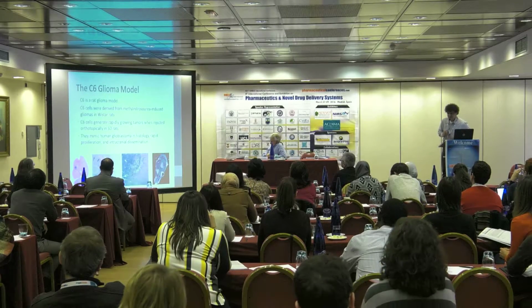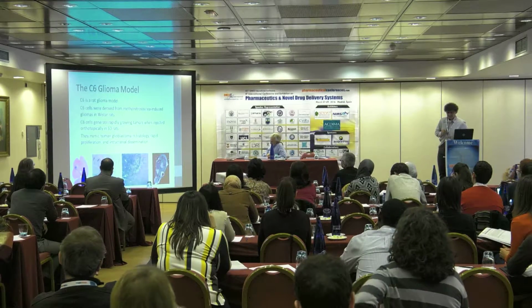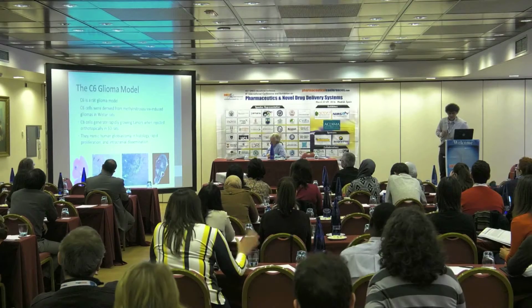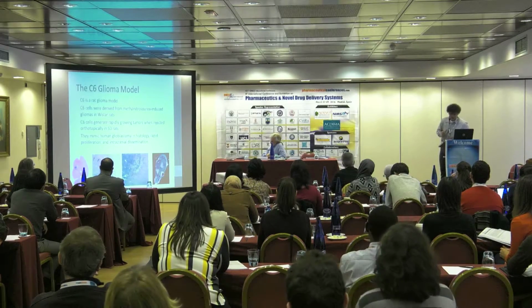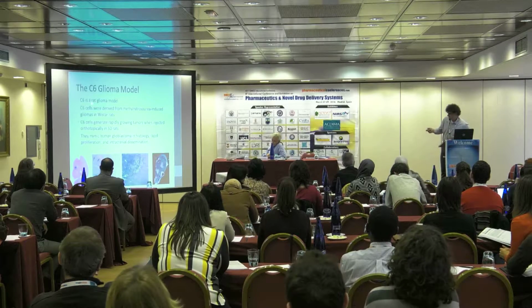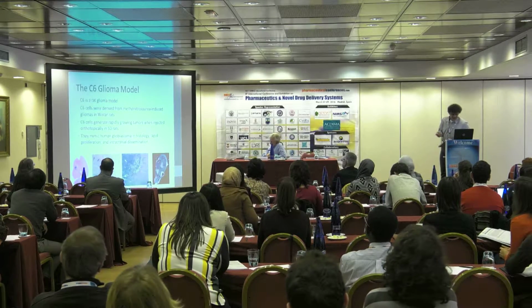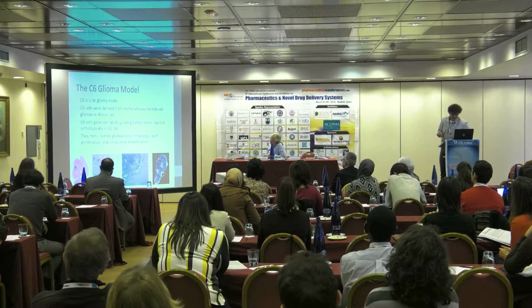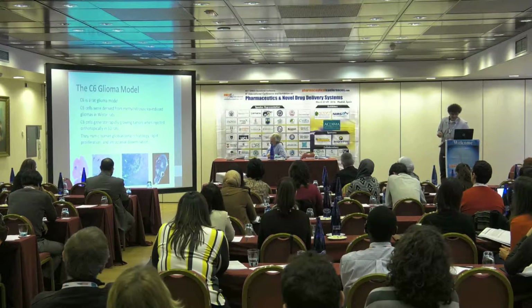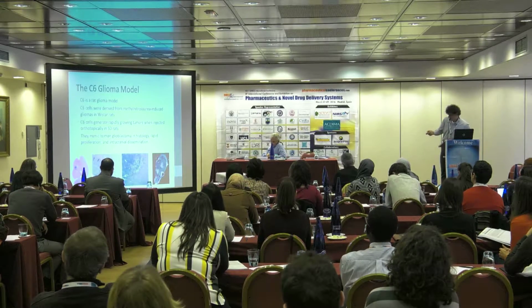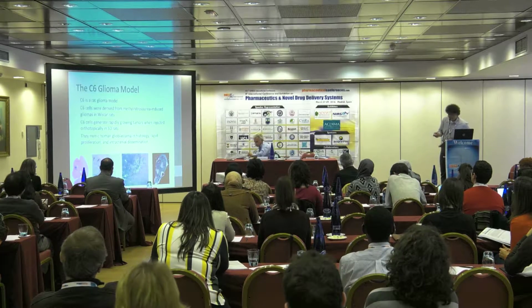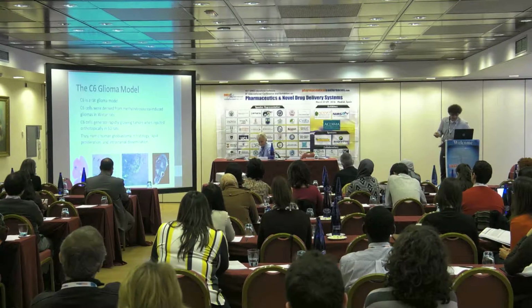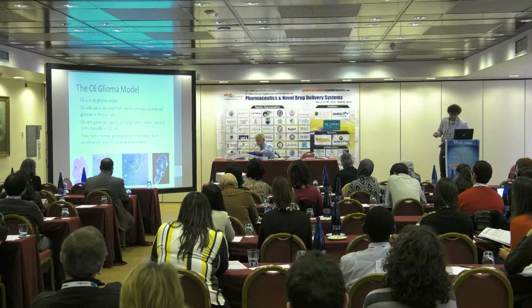Okay, so the next model is more challenging. It's a brain cancer, because here you have a blood-brain barrier, which is impermeable for most of the current drugs. So for that, we use C6 red glioma. It's derived basically from methylnitrosourea-induced glioma in Wistar rats. It basically resembles a human glioblastoma in histology, and also in rapid proliferation and intracranial dissemination.